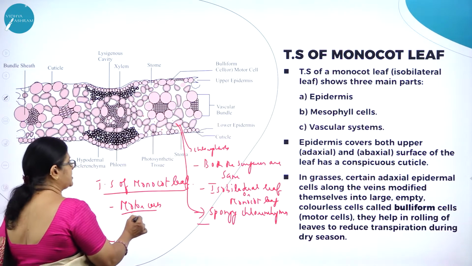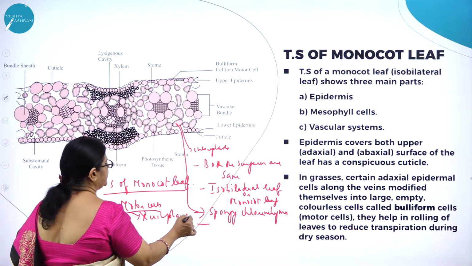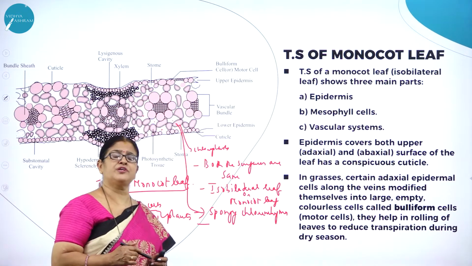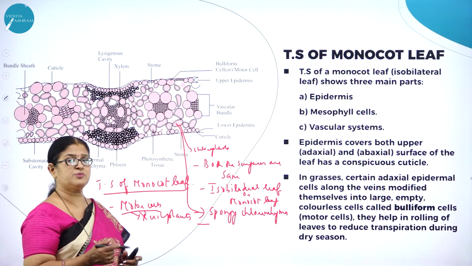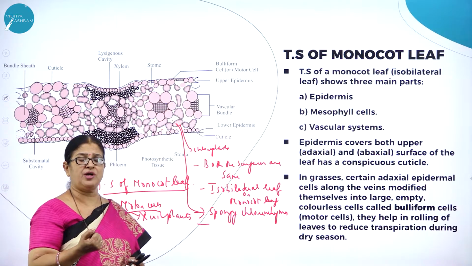And these motor cells are very prominent in xeric plants growing in desert areas. So you may wonder, what is the function of motor cells? Particularly, these motor cells will roll the leaf lamina. I think all of us know transpiration is called a necessary evil.